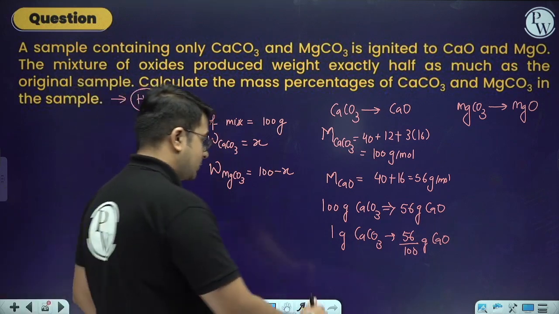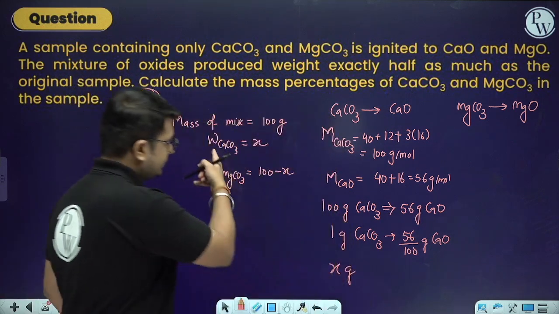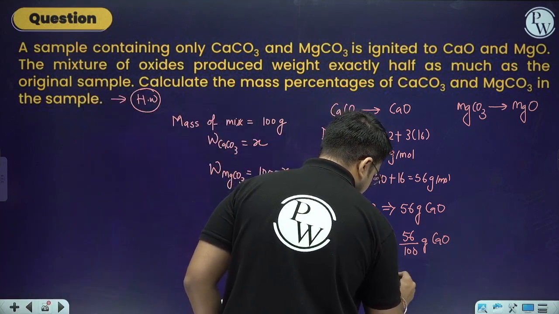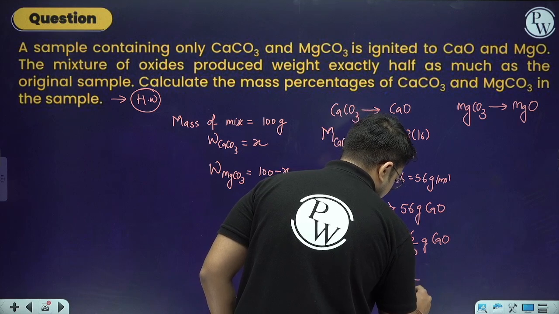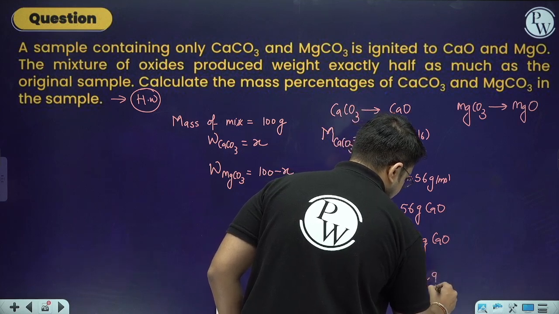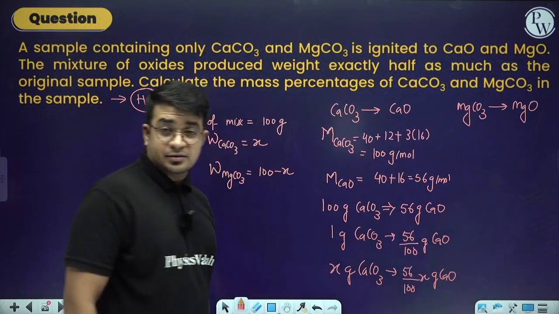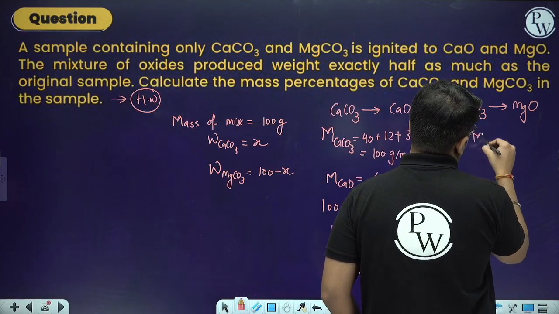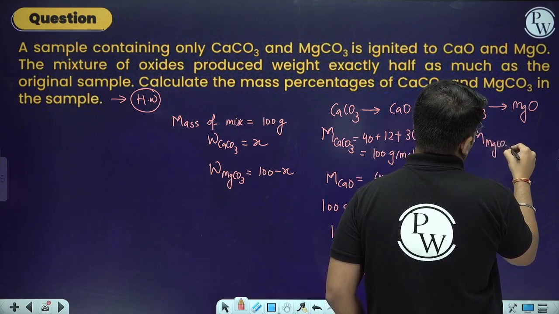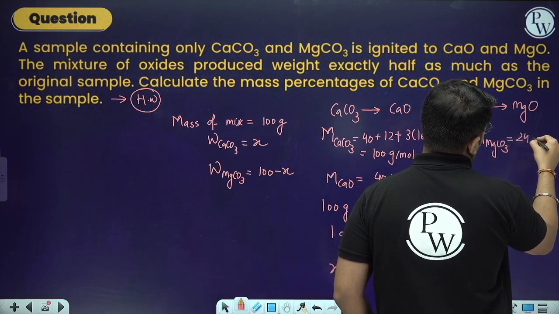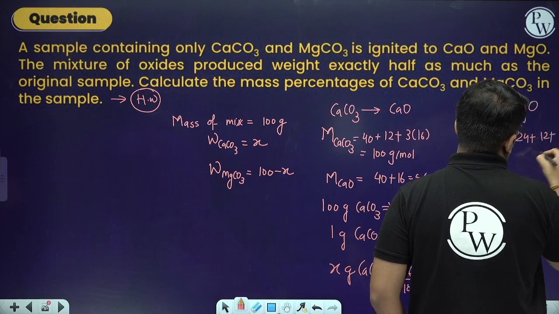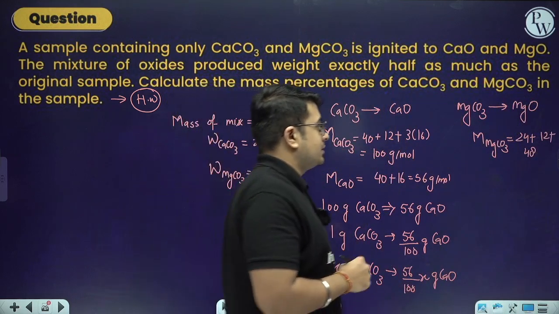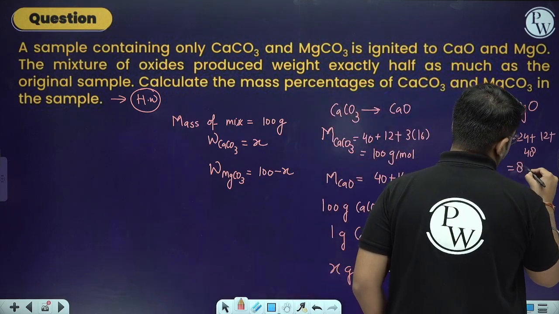Next part, X gram, because that's the amount of sample I have taken. X gram of CaCO3 will form 56 by 100 X gram of CaO. This is the first part. You can do the same for MgCO3. Molar mass of MgCO3 is 24 plus 12 plus 48, that will be 84.